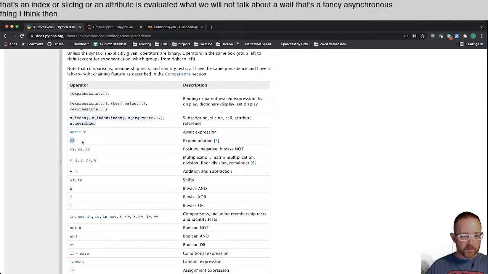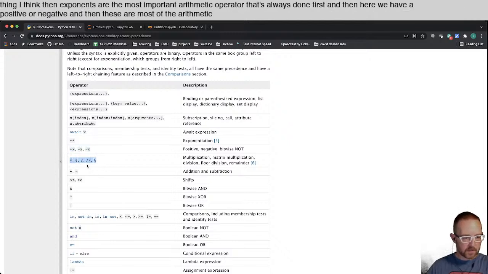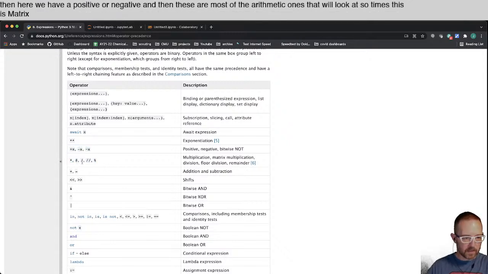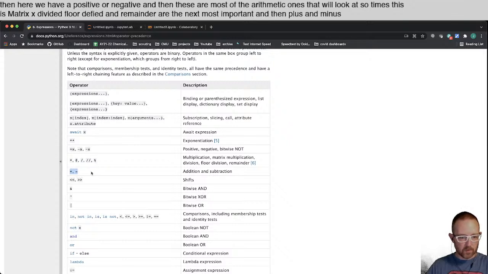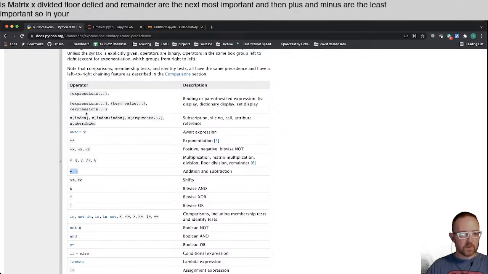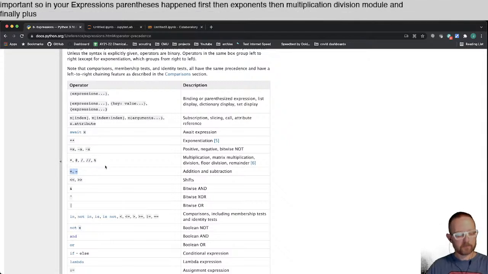Then exponents are the most important arithmetic operator. That's always done first. And then here we have positive or negative. And then these are most of the arithmetic ones that we'll look at. Times, matrix multiply, divide, floor divide, and remainder are the next most important. And then plus and minus are the least important. So in your expressions, parentheses happen first, then exponents, then multiplication, division, modulus, and finally plus and minus.